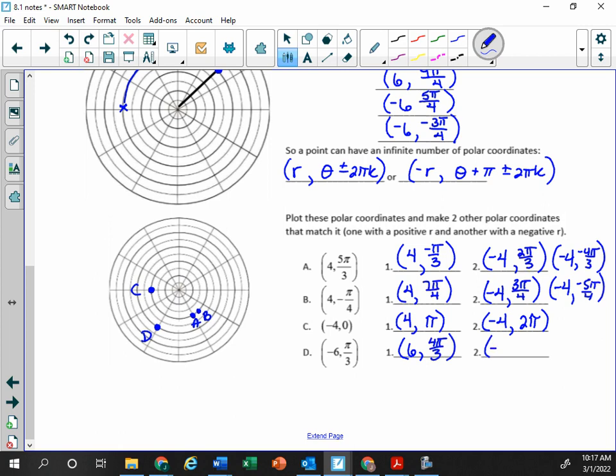If I go with the negative 6, I've already done pi over 3, so I've got to go backwards. So I'm going backwards quite a ways. How far is it? Yeah, negative 5 pi over 3.